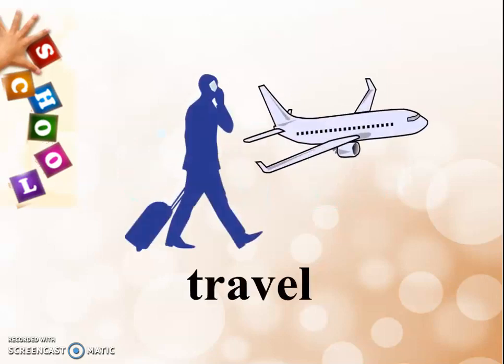First picture here, we have travel. What does the word travel mean? When someone, for example, goes from one country to another. For example, I go to Qatar by plane, we say travel. Travel means the movement or moving from one place to another, from one country to another country. We use, for example, the plane.